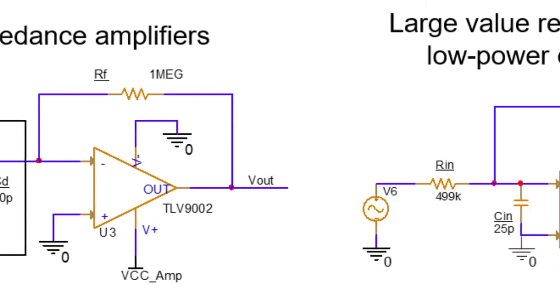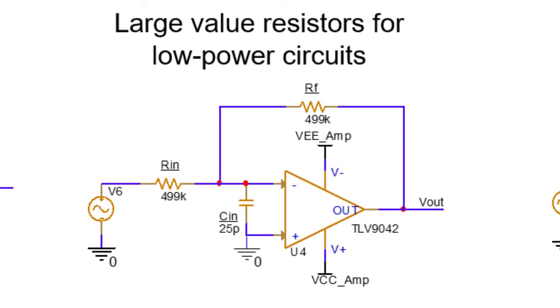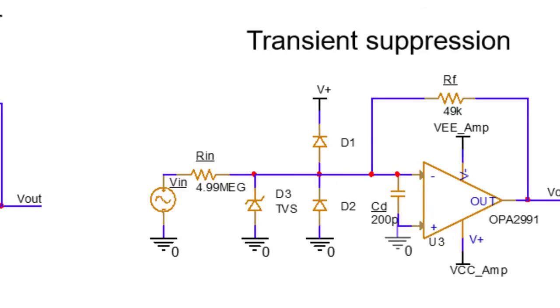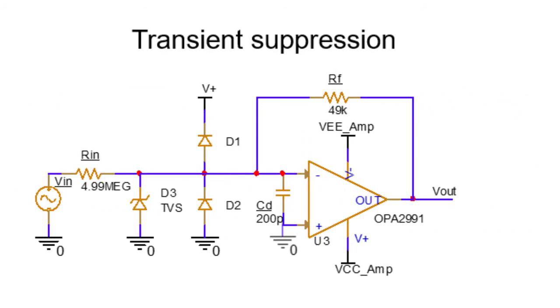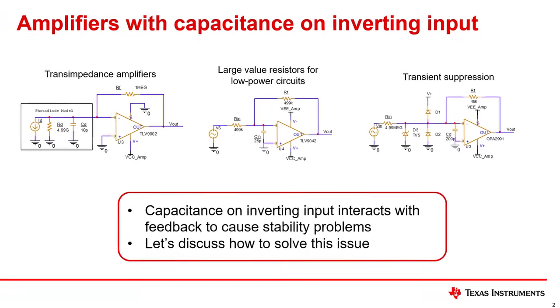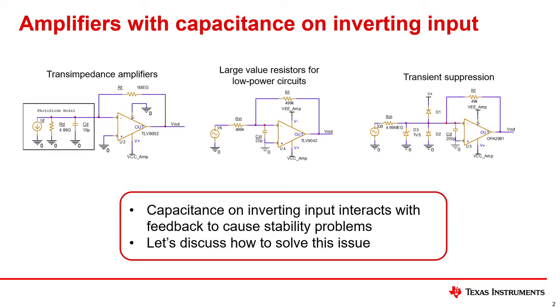Another example is low power amplifier circuits. These can be problematic as the feedback components are normally selected to be large resistors to minimize power consumption. The last circuit shows an example where transient suppression diodes are used to protect the device. These diodes often have significant parasitic capacitance. There are many other possible circuits that can have this issue. The key point is that when you see capacitance on the inverting input or large feedback elements, you need to check stability.